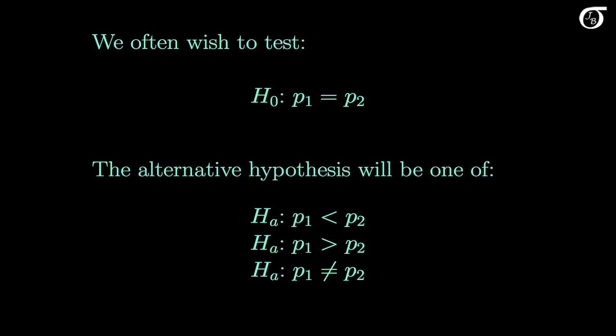The alternative hypothesis will be one of these three options. As per usual, the appropriate choice of alternative hypothesis will depend on the problem at hand, and we will choose the two-sided alternative hypothesis unless we have a strong reason to be interested in only one side.